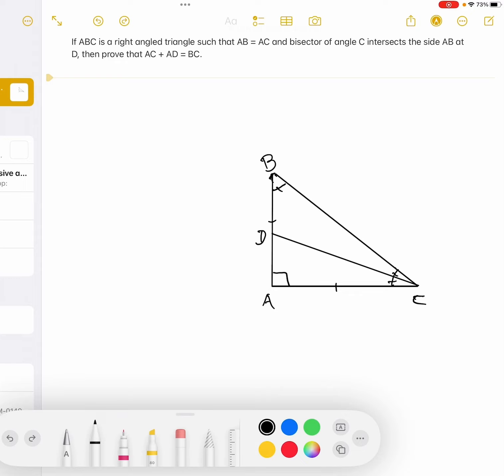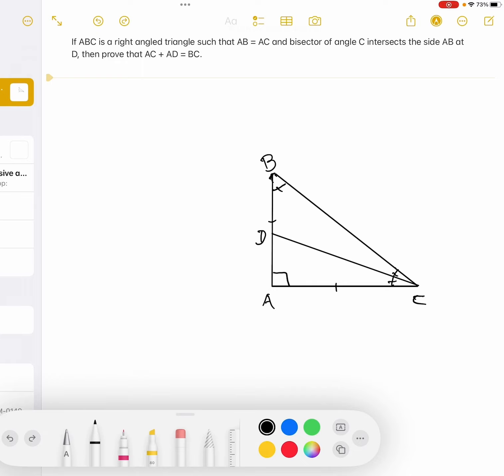And today we are going to be solving a difficult question from the chapter Triangles of class ninth. So this is not that easy. So let's see how we can solve this question easily.